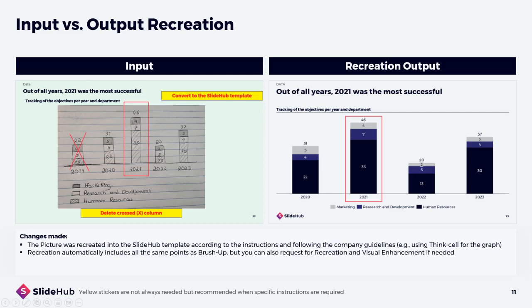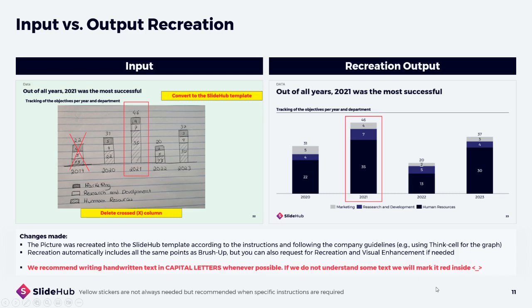Recreation automatically includes all the same points as BrushUp, so you can see that this slide was brushed up following the company rules. So we have lines for the headings, we are using the company colors, and everything is matching the company style. But you can also request recreation and visual enhancement if needed. So if you would like this slide to be visually enhanced, you can also ask for that in particular. But as a standard, all recreations already include BrushUp.